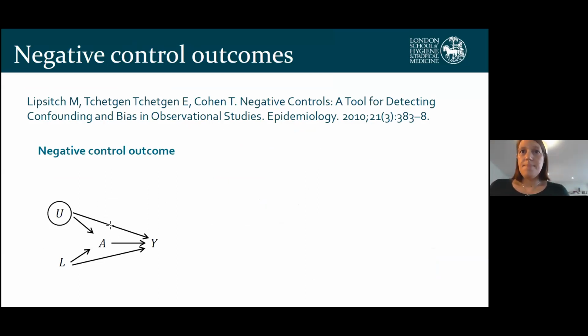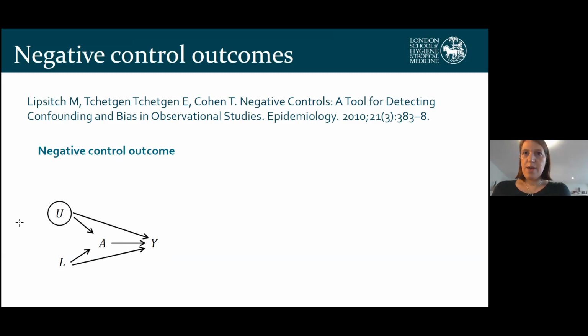So there's this nice paper from Lipsitch and others on negative controls, a tool for detecting confounding and bias in observational studies, which came out in 2010. So let me refer to some of the DAGs that they used in their paper. So slightly different notation here. We've got the outcome Y again, we've got the treatment A, and then we've got some measured confounders L, and then some unmeasured confounders here, U.